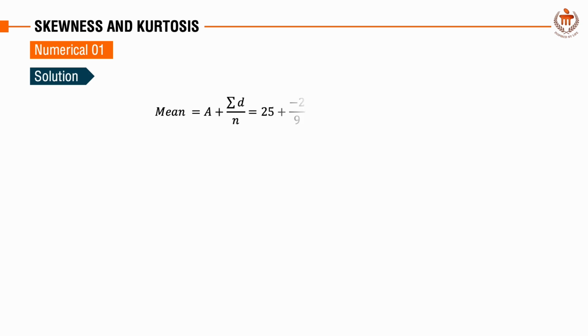So when we calculate the mean, the formula is assumed mean plus sum of d by n. The assumed mean I have assumed as 25. Sum of d is minus 2 and the number of data is 9. So if you apply the formula, we got the mean as 24.78.